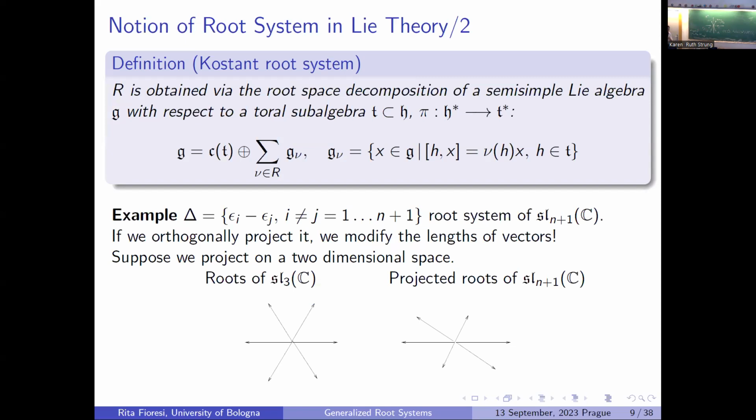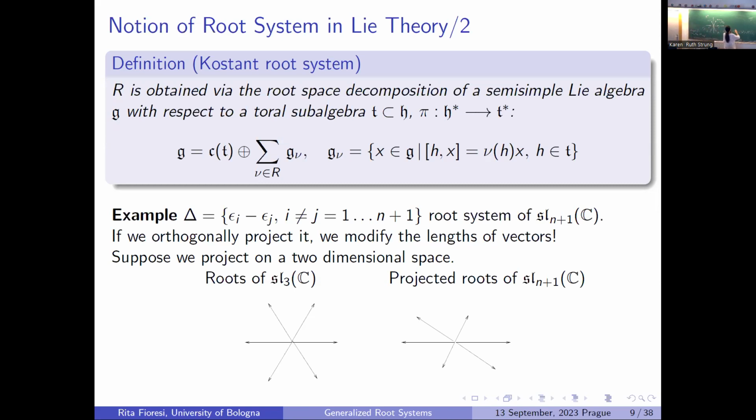Now, Constant proposes a new definition of root system in his paper, and this you may not know. What is the idea of Constant? The idea is, you know what, instead of diagonalizing a Cartan, which is maximal, abelian, semi-simple, I diagonalize with respect to a toral subalgebra, okay? So I take not the full diagonal.